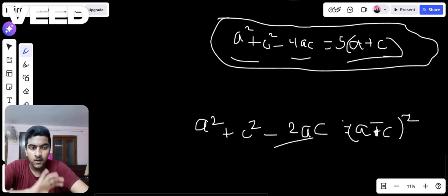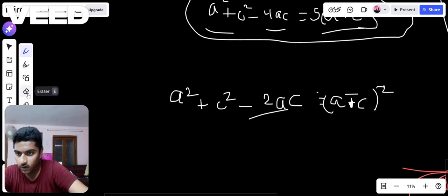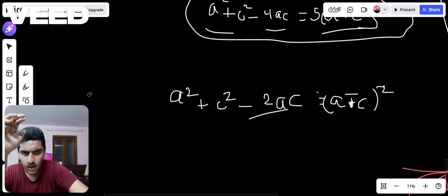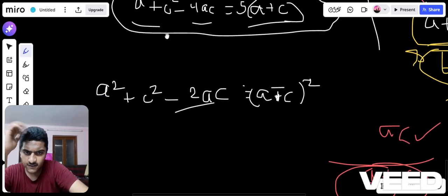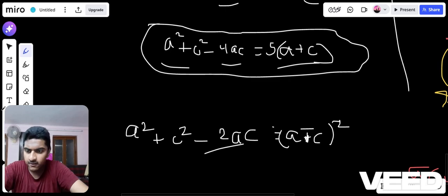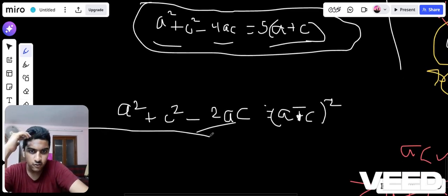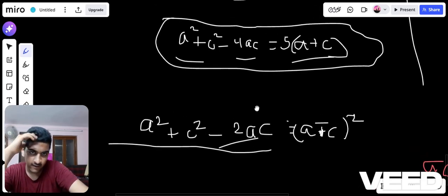Just see me, right. So where was I? Actually, I had to stop the recording for a bit for some tasks, but where was I? Yeah, I guess we were here. So we were saying, how can we create that a plus c? One thing is that you see this: a plus c whole square and minus 2ac will give you a minus c whole square.